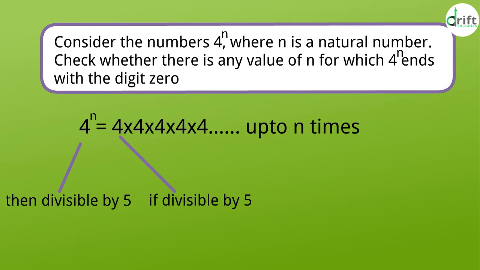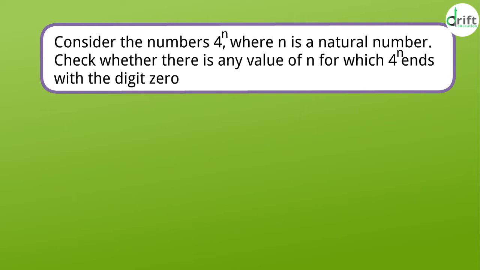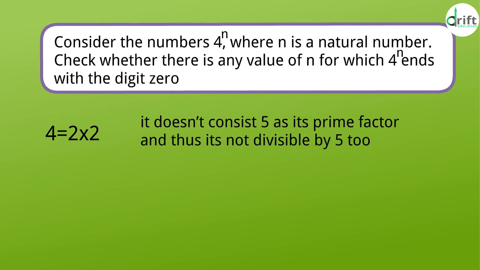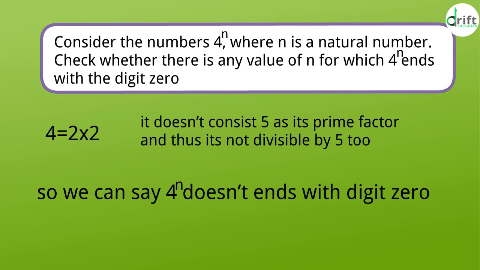Let's prime factorize 4, which gives us 4 equals 2 into 2. It doesn't consist of 5 as its prime factor, and thus it's not divisible by 5 too. So we can say 4 to the power n does not end with digit 0.